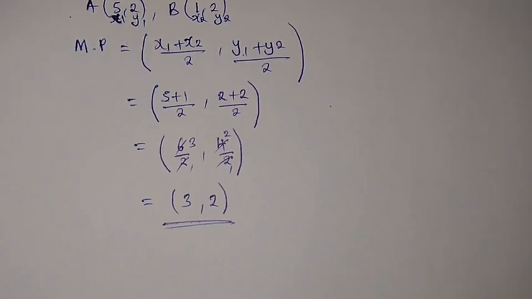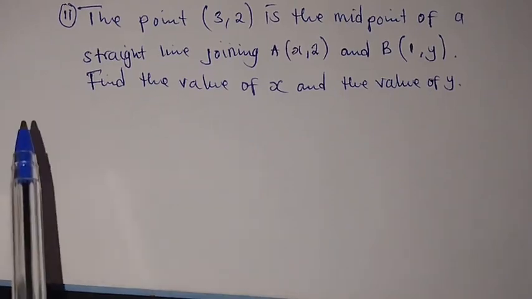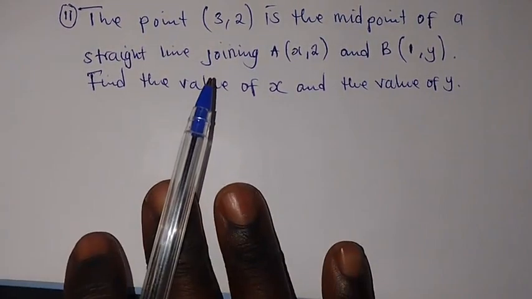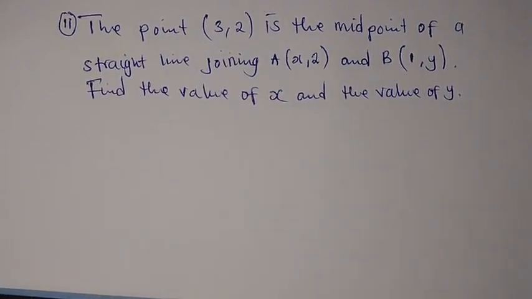Sometimes examiners are very clever. They can give you a question whereby they will give you the midpoint and ask you to find one of the missing coordinates. So let's look at such a question. This is the second question. Remember, I did mention that sometimes examiners are very tricky. They want to test how you are able to answer such questions.